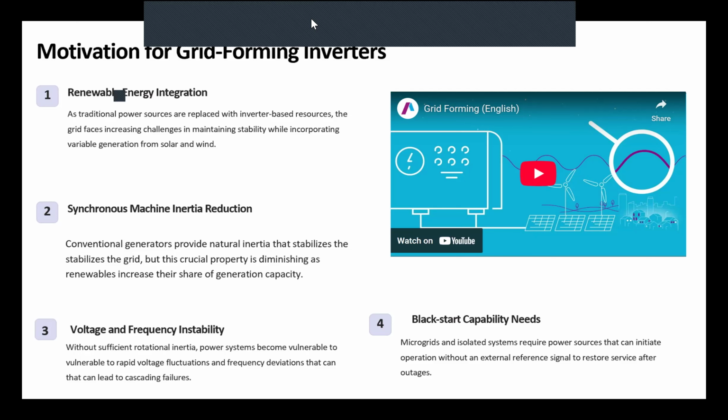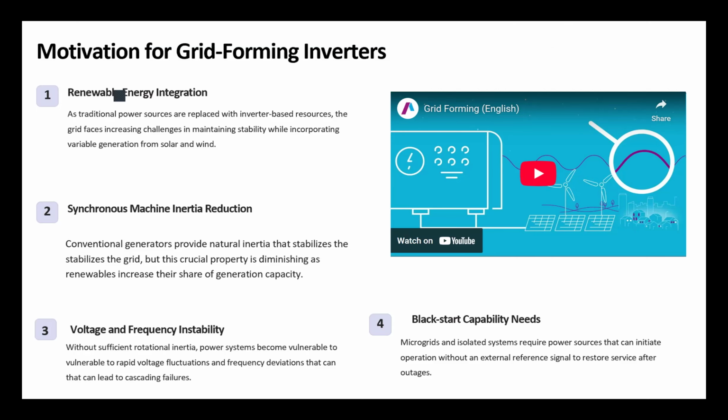All together, it means we need to take care of the extreme sensitivity of grid following and its extreme reliance on the existence of a strong grid.